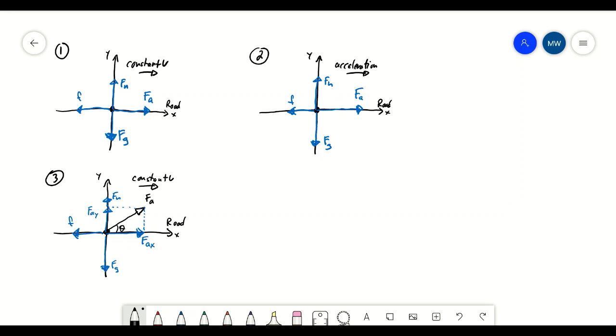So this one is a little bit more complicated, but once we have resolved a force that's not on an axis onto the X and the Y axis, those are the only forces that I need to worry about, right? I don't have to worry about this part anymore. I'm just looking at what's on the X axis and what's on the Y axis.